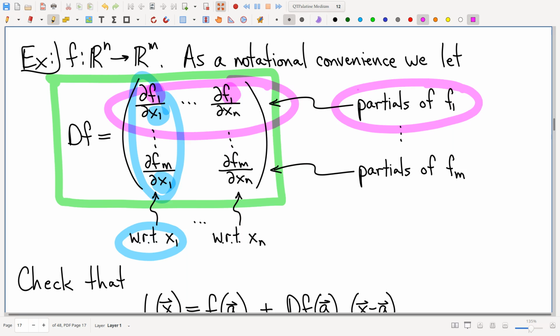Yeah. Sorry, what's WRT? Oh, that's a little abbreviation for "with respect to." Okay. Yeah.